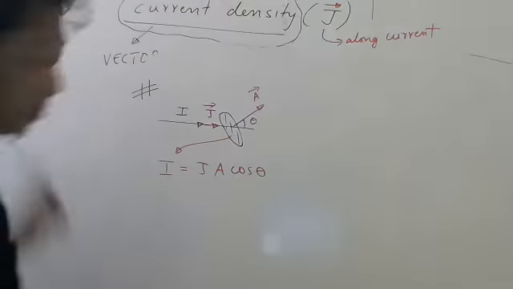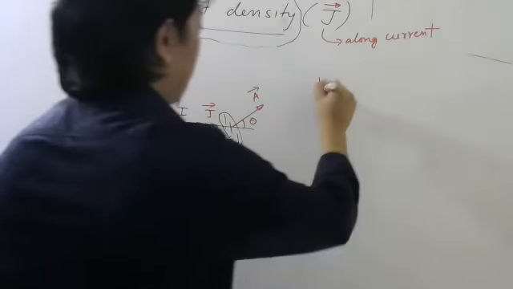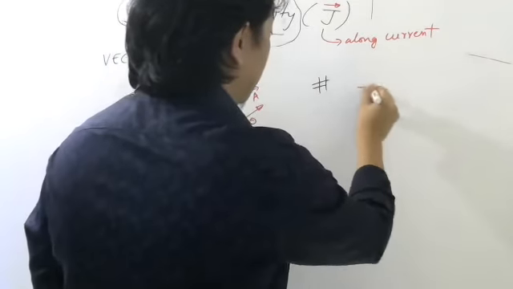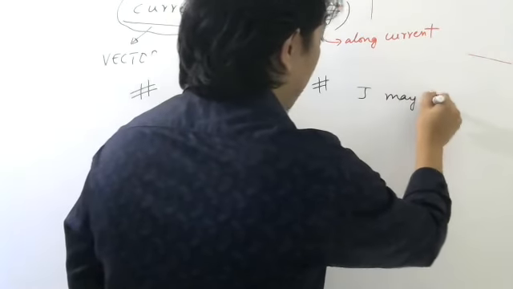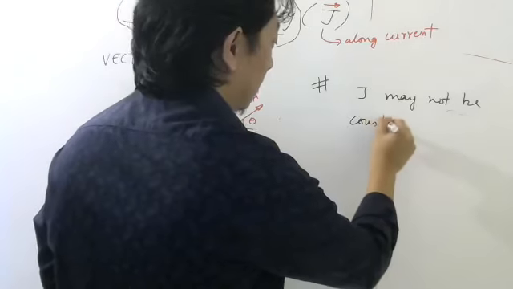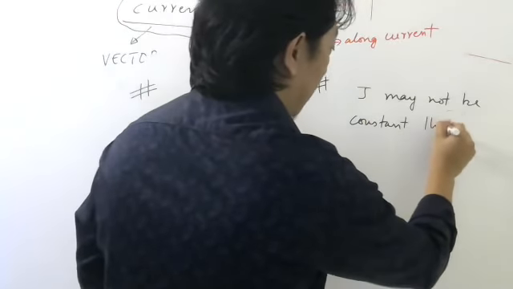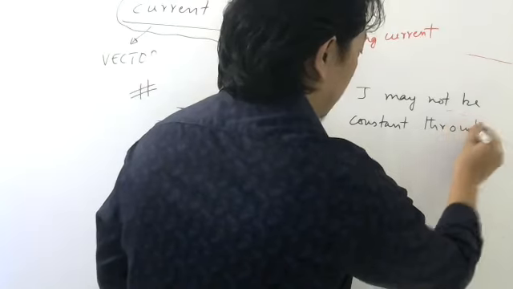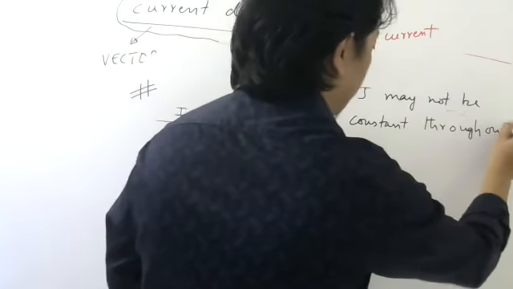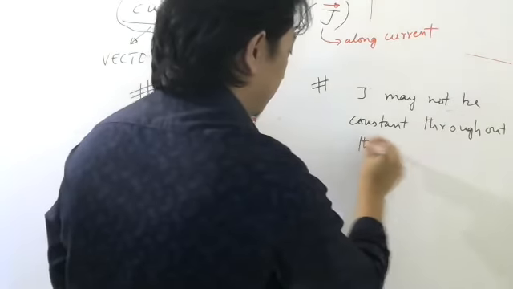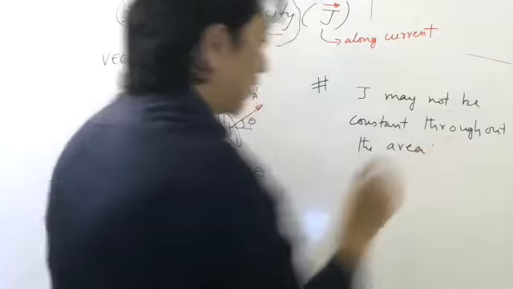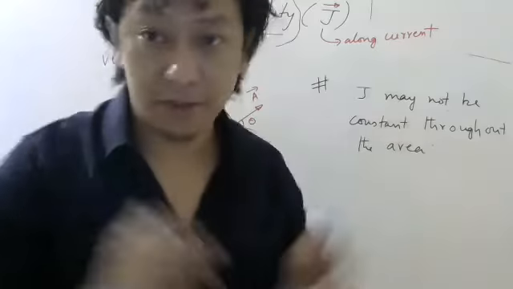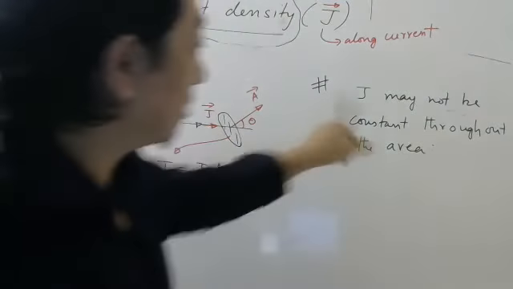Another thing you should know for your entrance is J may not be constant throughout the area. I will explain the meaning of this, don't worry. I will explain with diagrams, don't worry. But first you understand this concept.